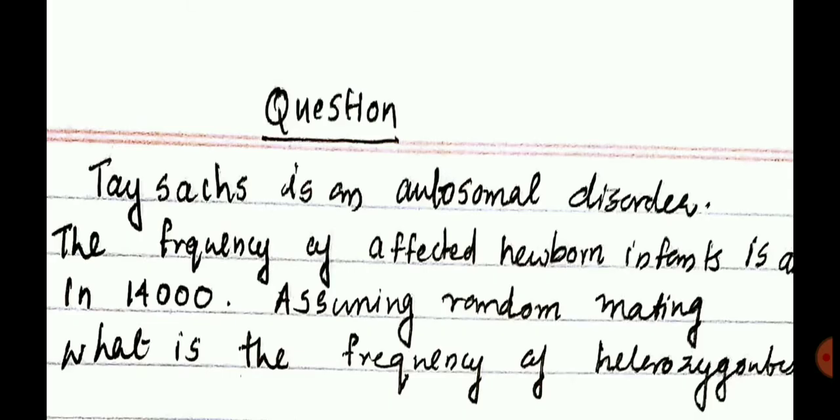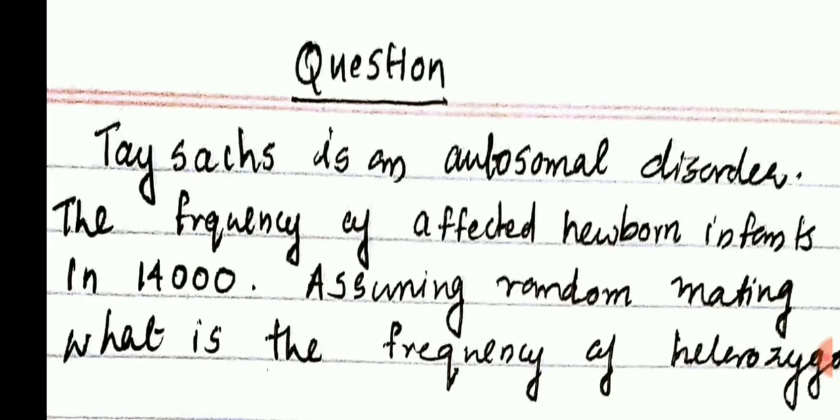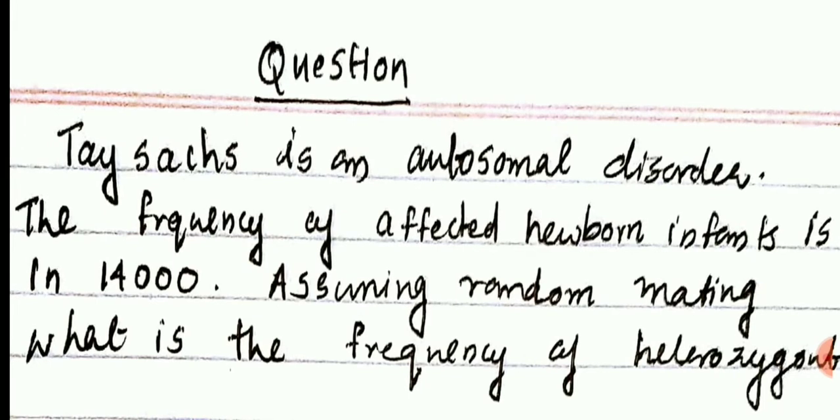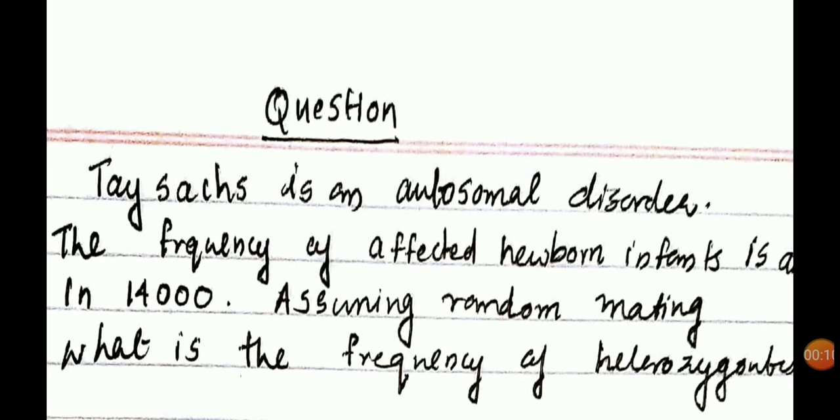Next question. Tay-Sachs is an autosomal disorder. The frequency of affected newborn infants is about 1 in 14,000. Assuming random mating, what is the frequency of heterozygotes?